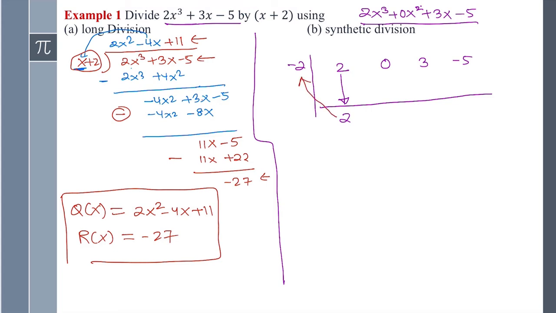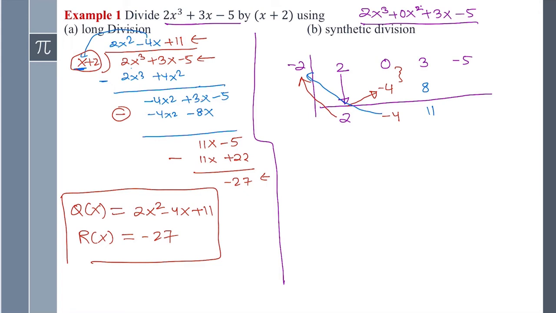Now we multiply these two. So 2 times -2 is -4, and we write it here. So we multiply these two, and then we write that product right here. Now we'll add these two numbers. So 0 plus -4 is -4. And then again, we multiply -4 with this. So -4 times -2 is +8. And then we add them, so we get 11.